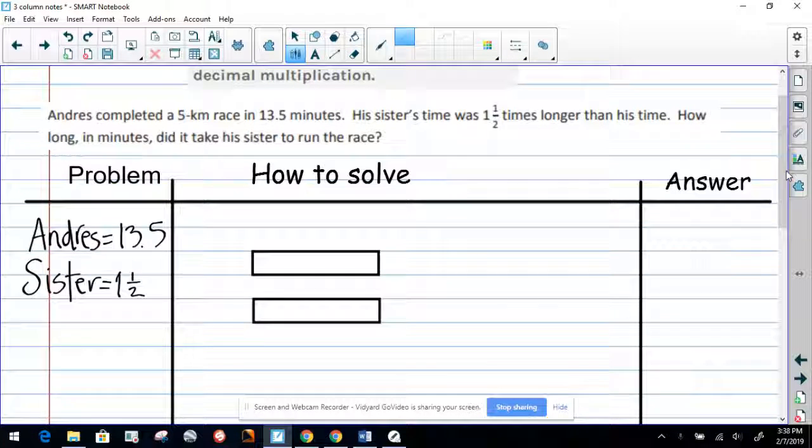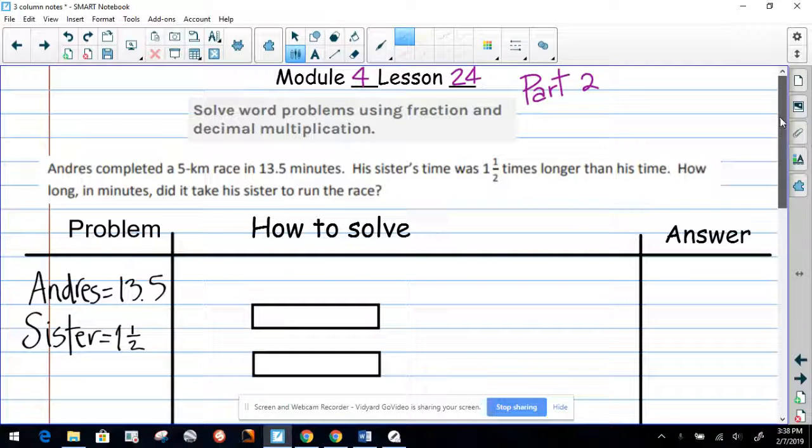My friends, we are on part two of lesson 24.